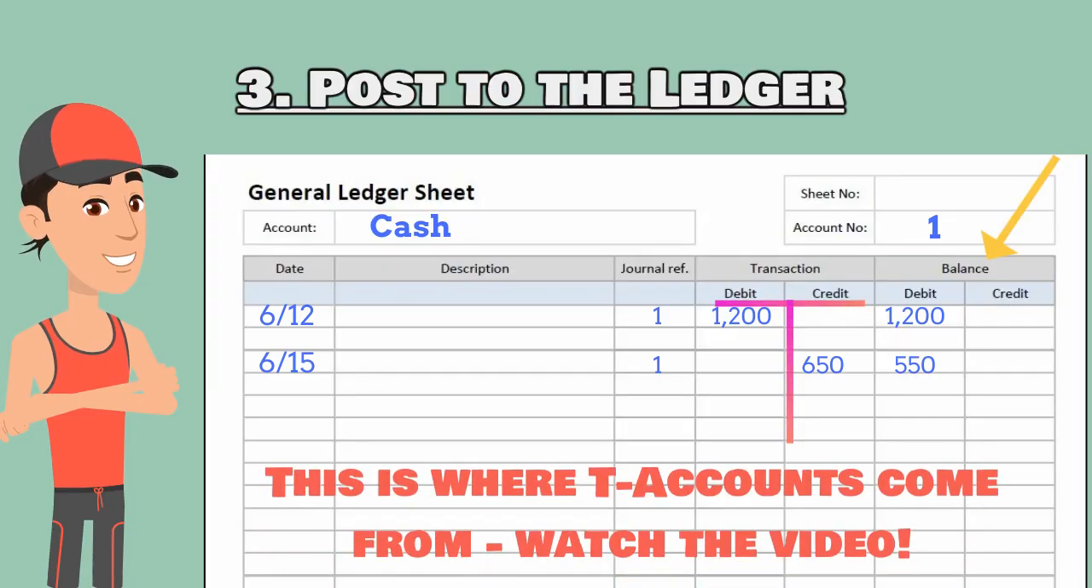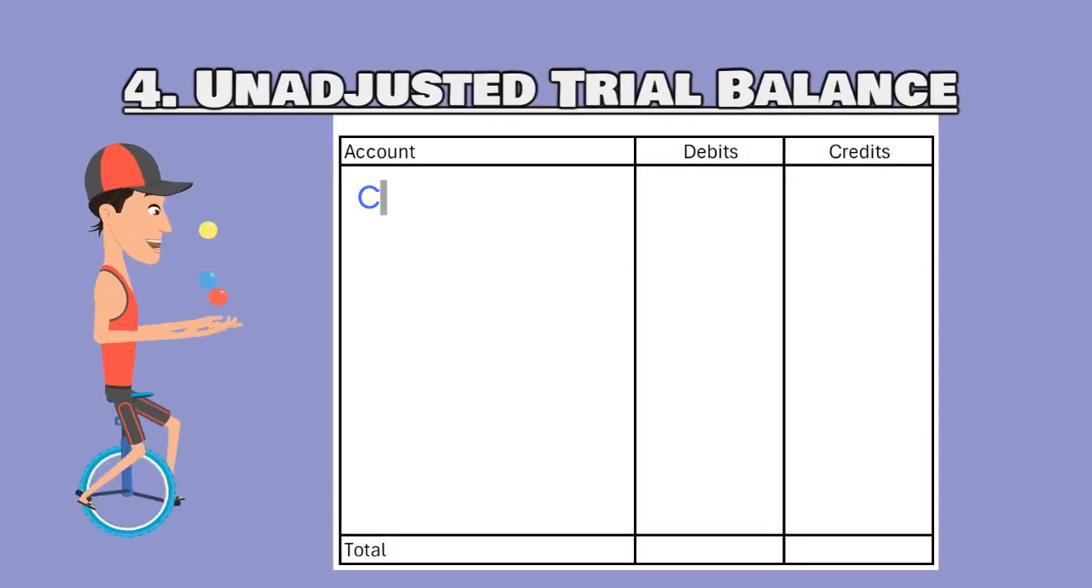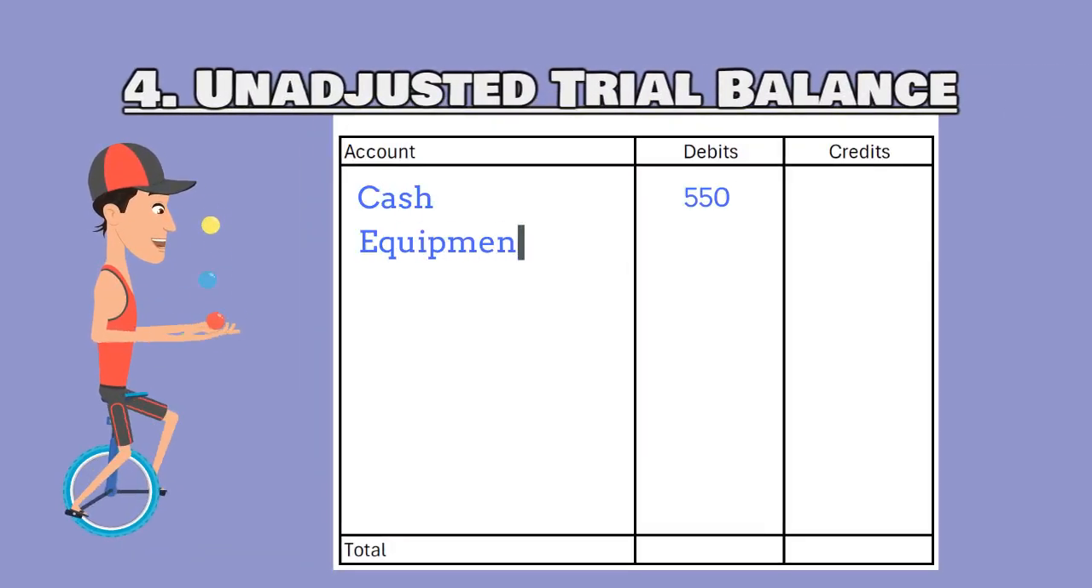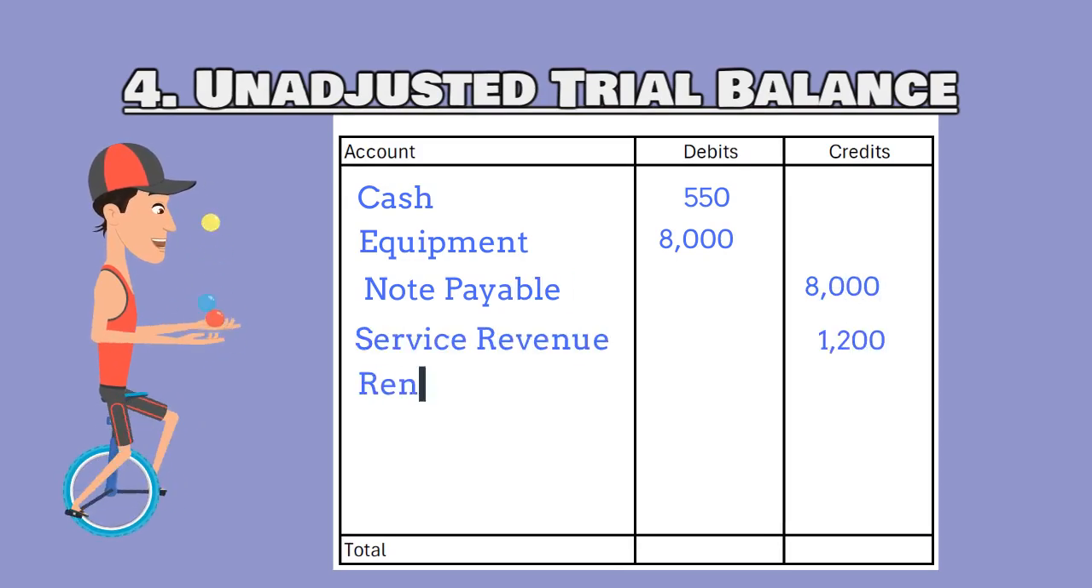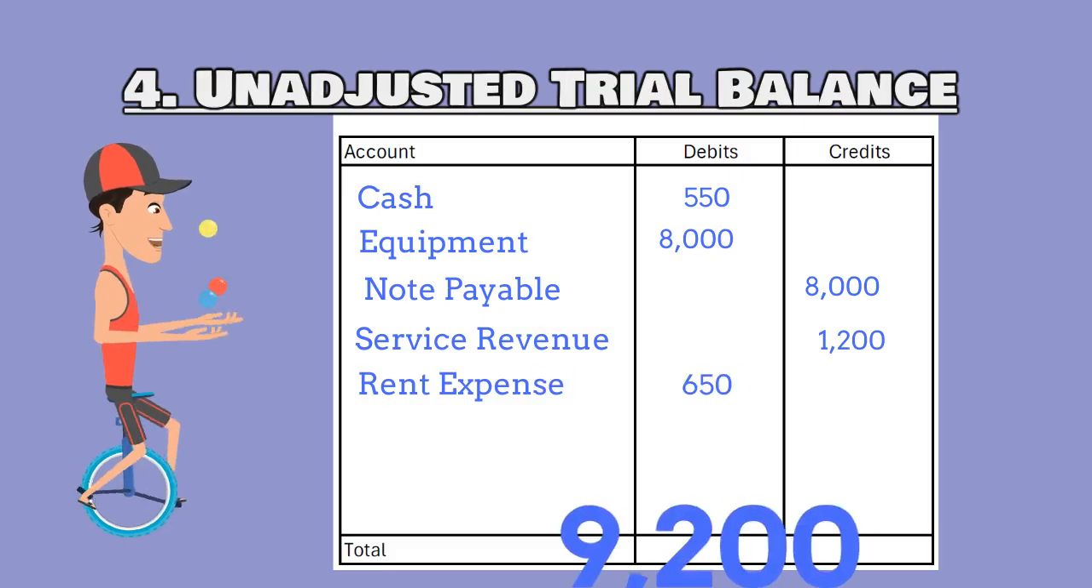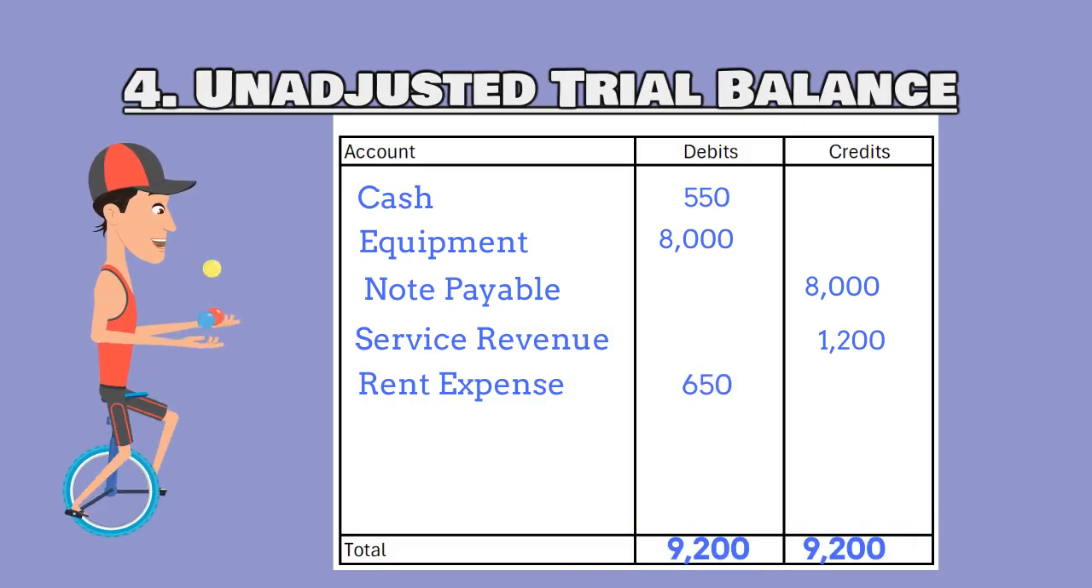We take the balance of each account from the ledgers and record it in a trial balance. This is just a quick double check to make sure we didn't make any simple errors. If the trial balance doesn't balance, go back and check your entries because there's a mistake somewhere.